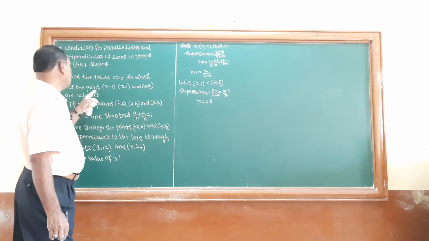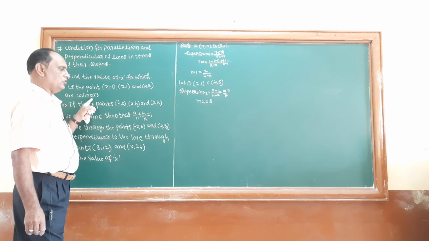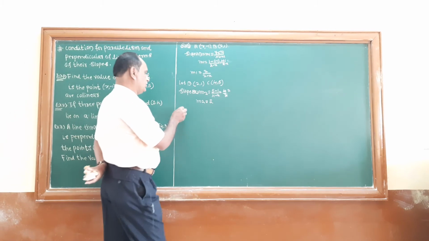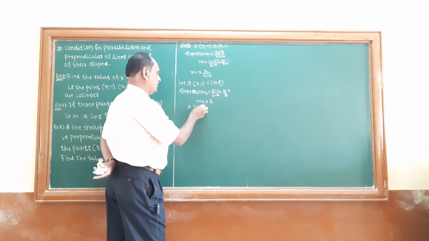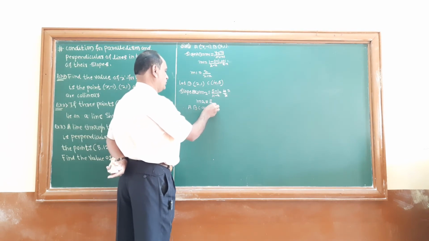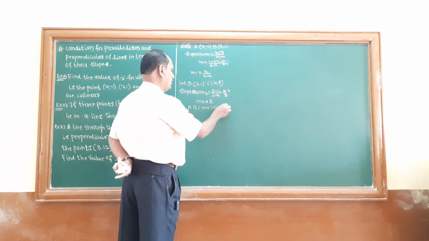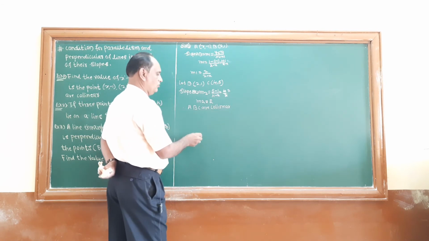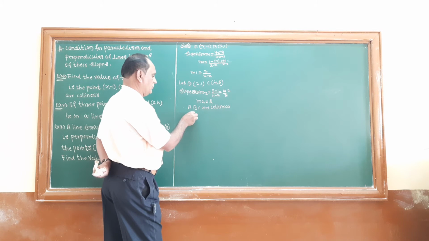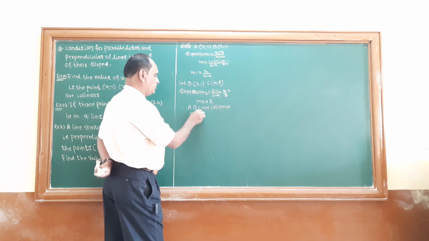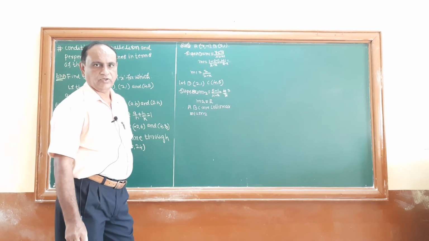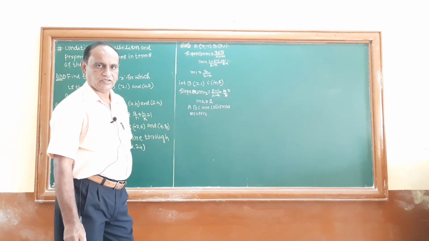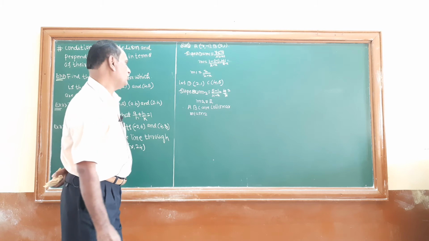Here the 3 points are collinear. Therefore the points A, B, C are collinear, and the slope of the first line is parallel, m1 is equal to m2. Collinear means the same line, parallel lines mean the same slope. m1 is equal to m2.